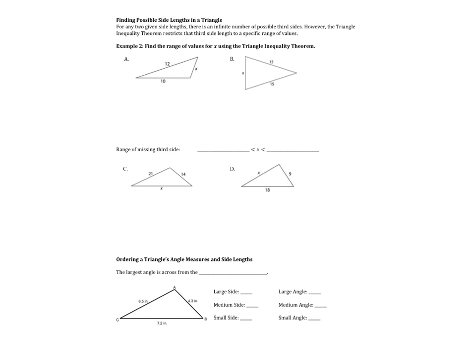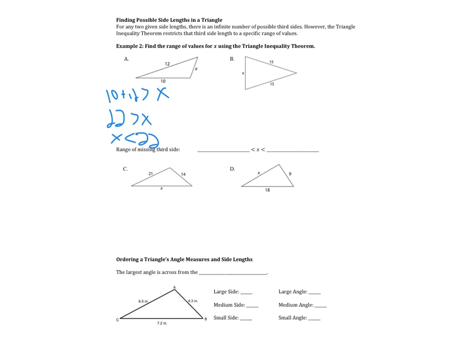All right, find the possible side lengths in a triangle. For any two given side lengths, there's an infinite number of possible third sides. However, the triangle inequality theorem restricts the third side length to a specific range of values. So find the range of values for x using the triangle inequality theorem. So we know that 10 plus 12 has to be greater than x. So then that gives us that 22 is greater than x, which means x is really less than 22.